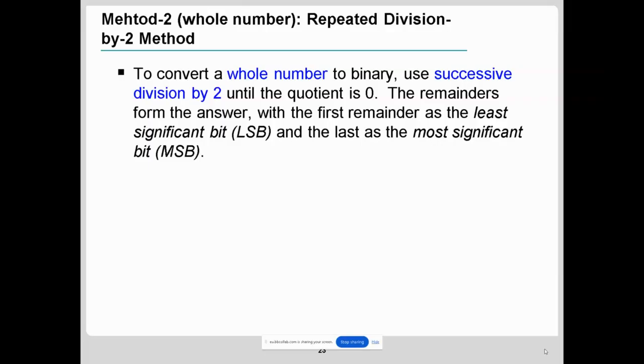Now if we want to convert 9, how do we do it? We divide it by 2. 2 4s are 8. Remainder is what? 1. Then 2 2s are 4. What is the remainder? 0. 2 1s are 2, what is the remainder? 1. And then we read from this direction to this direction. So the code is 1001.